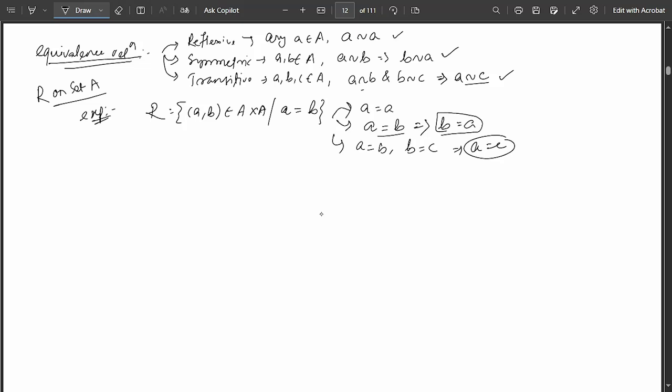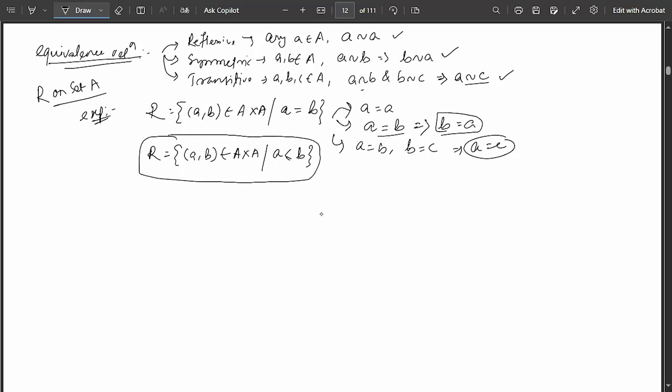So I have a question for you. Check whether less than or equal to, a relation defined on a set A where a is less than or equal to b, is an equivalence relation or not. Check it and comment.